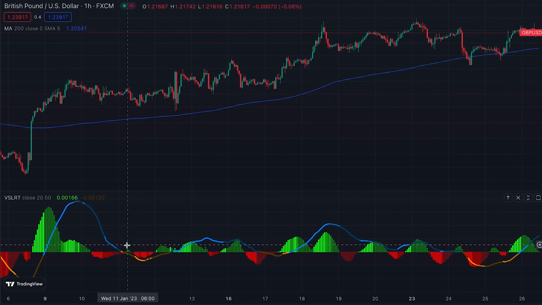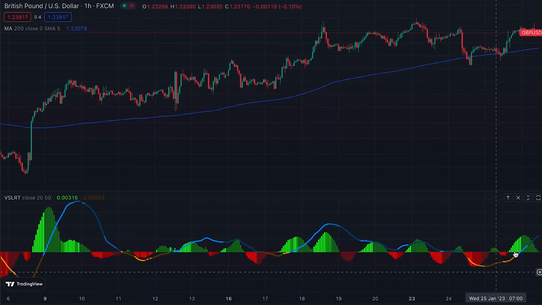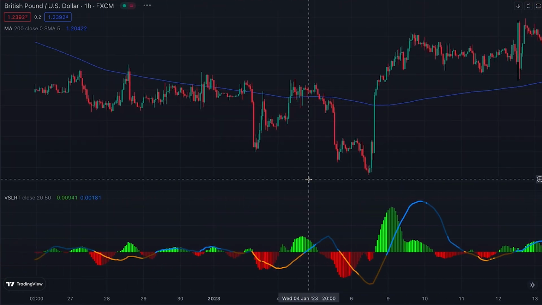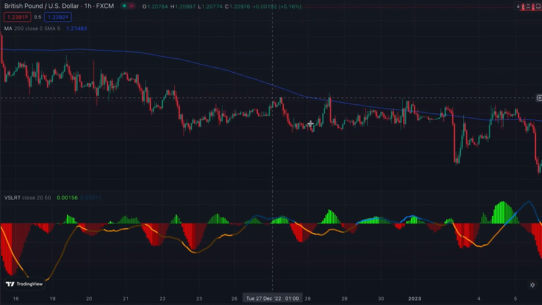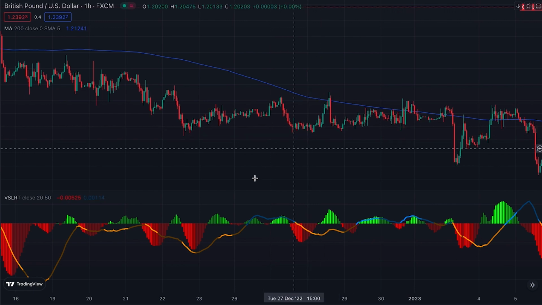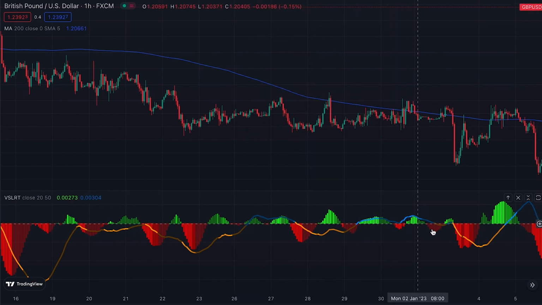When the price is above MA200, the overall direction of the market is considered to be up. So here, I only take the bullish center line crossovers. And when the price is below the MA200, the overall direction of the market is considered to be down. So I only take the bearish center line crossovers of this line.